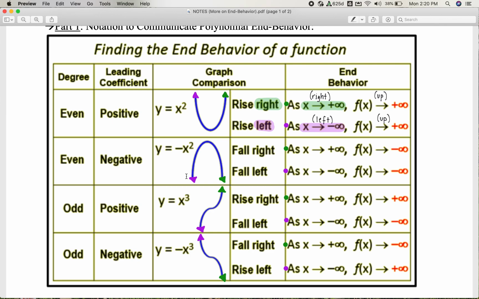This next one right here, we're seeing that the graph falls on both sides. So as we move to the right, the graph goes down. And as we move to the left, the graph goes down. Again, x, we're talking left and right, so positive would be right. F of x, we're talking y, so now negative would be down. As we move to the right, the graph falls or heads down. As we move to the left, the graph falls or heads down.